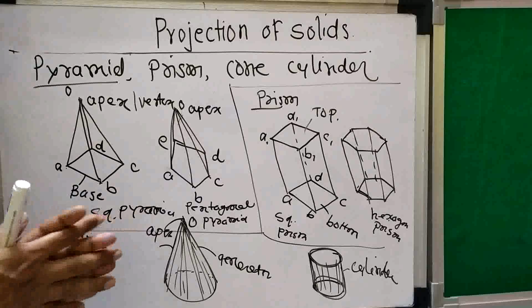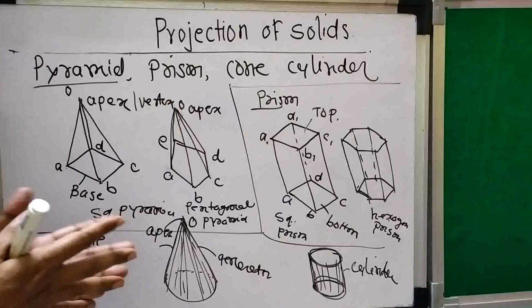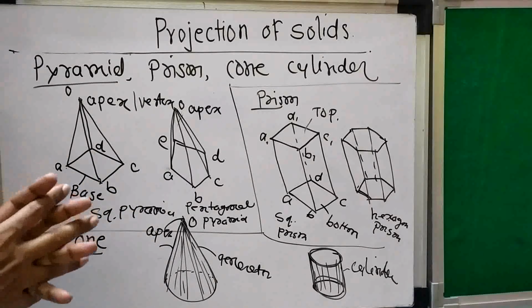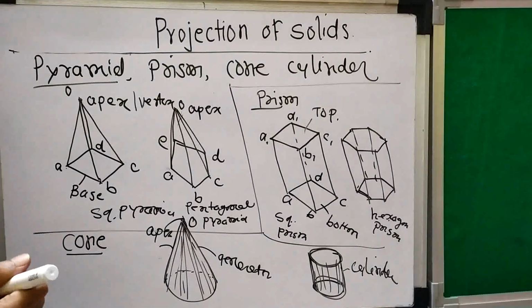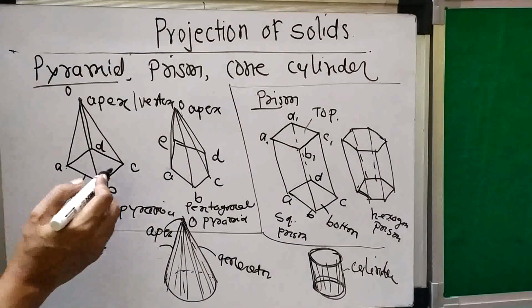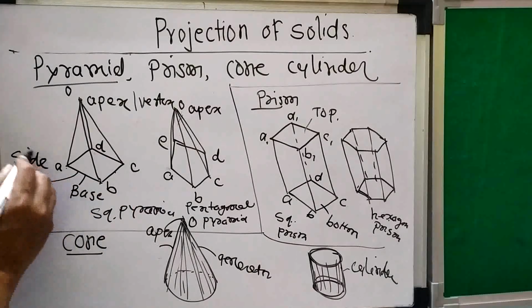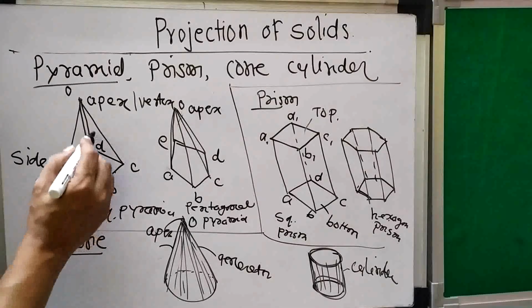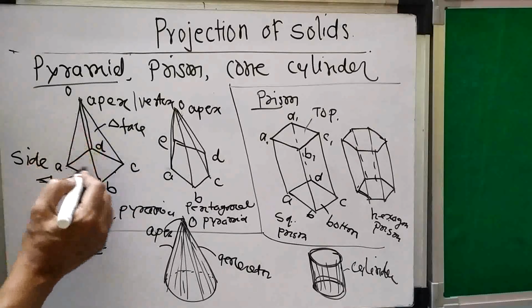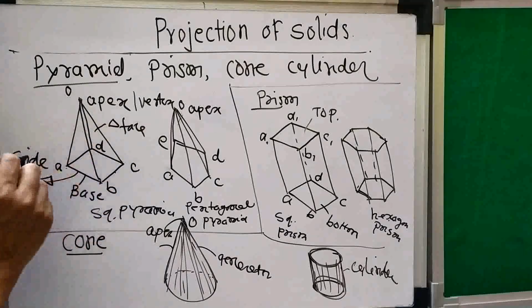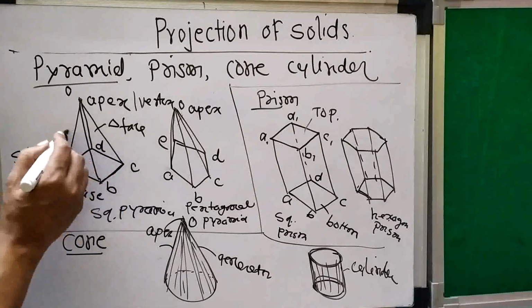Now I have already told you in my projection of plane chapter, the inclination is always given in terms of parts of the figure or parts of the solid, because you can describe the inclination only in terms of parts of the solid. So what are the parts of the solid which we consider for the inclination? So we have this edge or side of base. So this is side of base. Then we have a triangular face. How many triangular faces are there in the square pyramid? 4 triangular faces. So triangular face, side of base, or a slant edge.